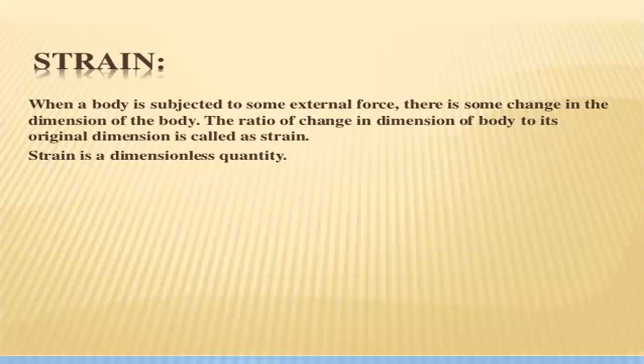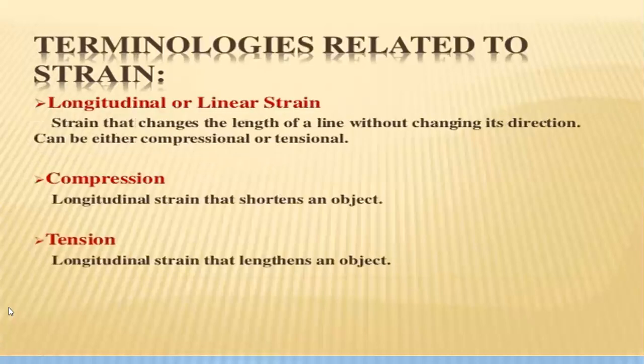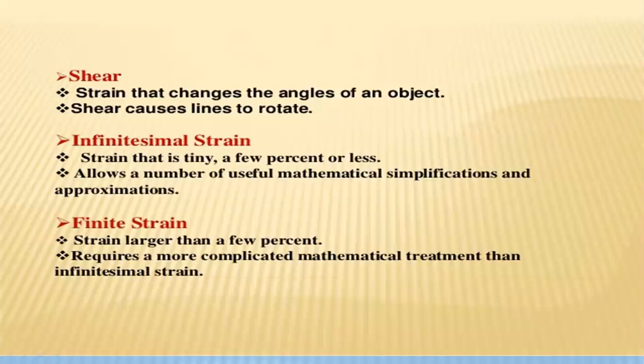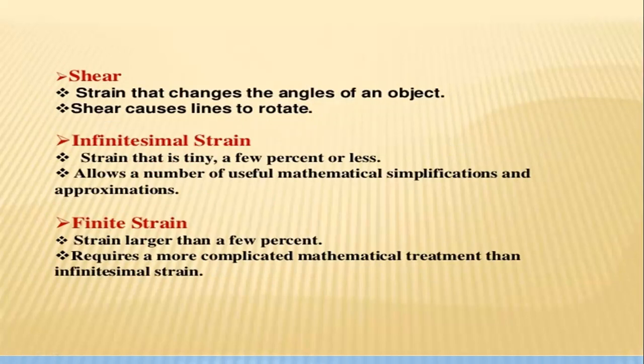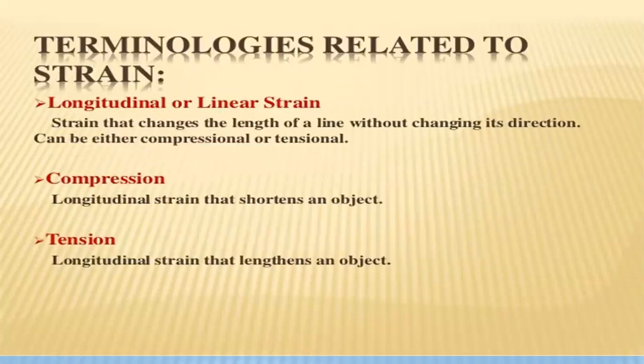The strain is a dimensionless quantity. That is strain. What are the terminologies related to strain? There are longitudinal or linear strain, compression strain, tension strain, shear strain, infinitesimal strain, and finite strain. Next one, homogeneous and inhomogeneous strains. These are the different terminologies related to strain.